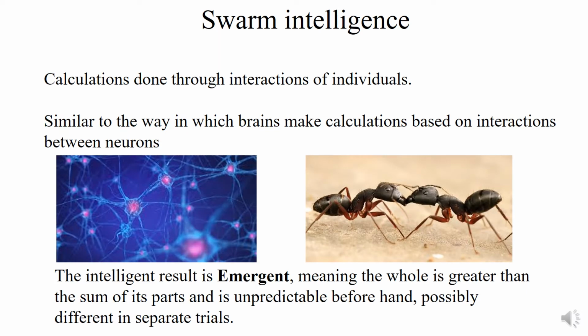Well, let's look at swarm intelligence. Swarms have an intelligence all their own, and the reason is because the same sort of interactions between individuals that we see are actually sometimes calculations. And similar to the way in which our brains make calculations based on the interactions of neurons, individual ants or termites are making little decisions when they interact with each other. The intelligent result is what we call emergent, meaning the whole is greater than the sum of its parts, and it's unpredictable beforehand. It's possibly different in separate trials, so each time you run the same thing, you will not get the same result, because this result is chaotic, essentially, and it is the outcome of individual interactions.